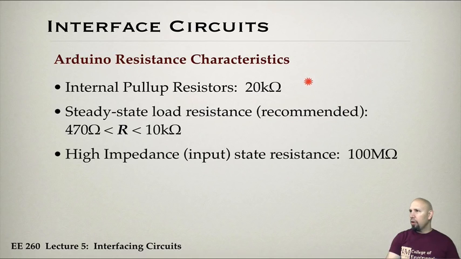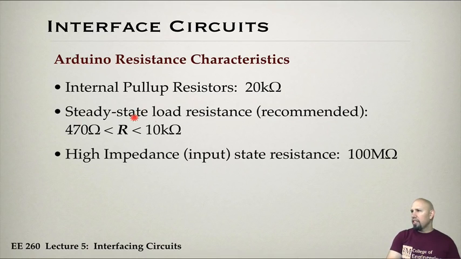Inside the Arduino are internal pull-up resistors, and they're essentially 20k ohms, but not precisely 20k ohms. They can actually go up to as much as 50k ohms. But anyway, they're estimated to be 20k ohms. It's large enough so that if the pull-up resistor is connected, you're not likely to allow a lot of current out of that pin.